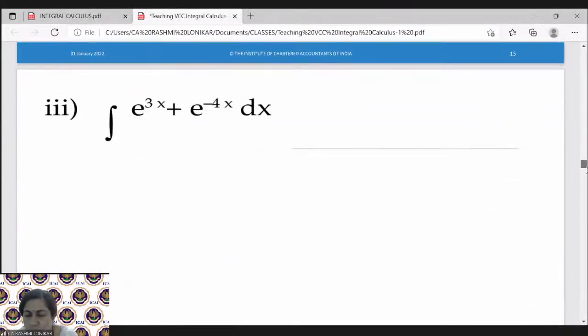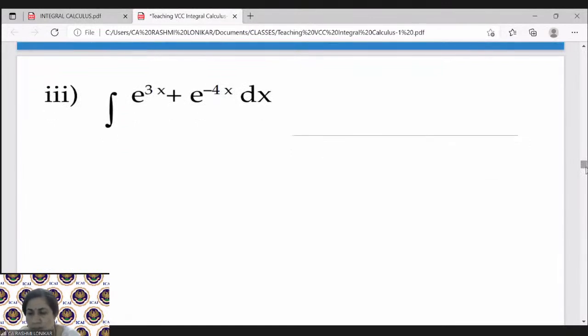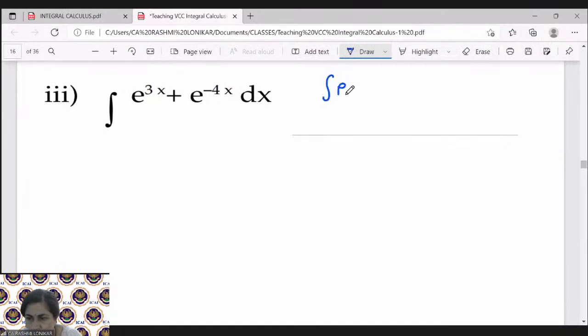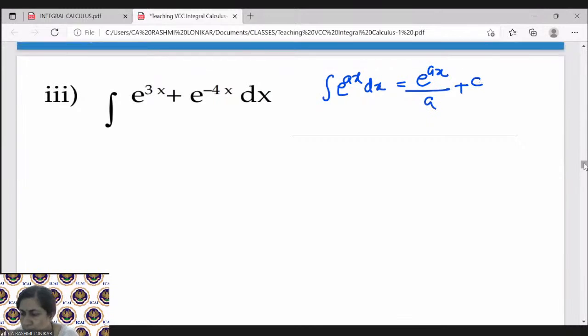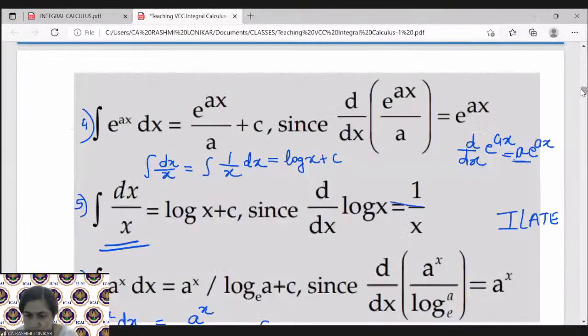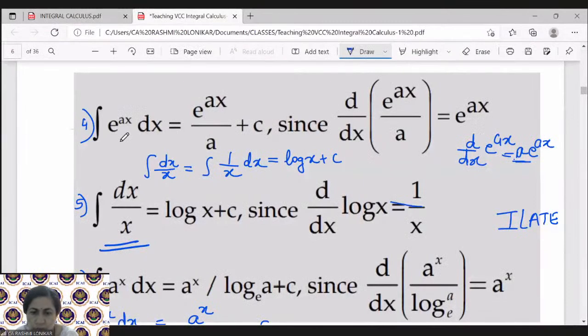Okay. So now we are using this. What is integral of e raised to ax dx? It is equal to e raised to ax upon a plus c, right? In the formula that you have written, you can see the fourth formula, e raised to ax dx is equal to e raised to ax upon a plus c. So we are using this formula.